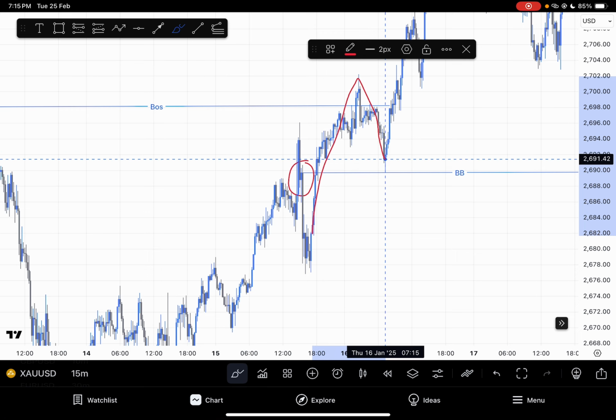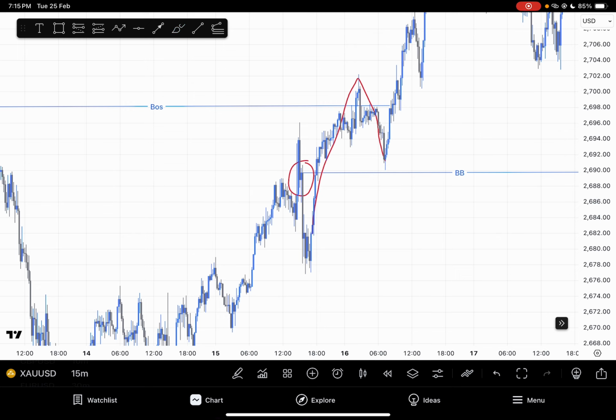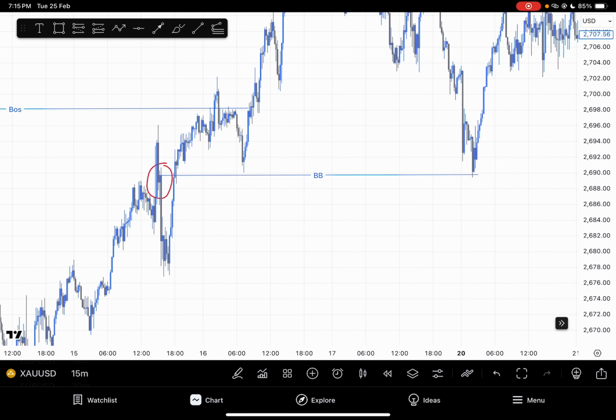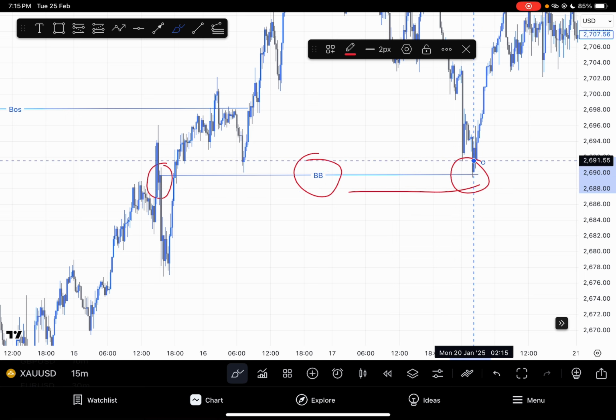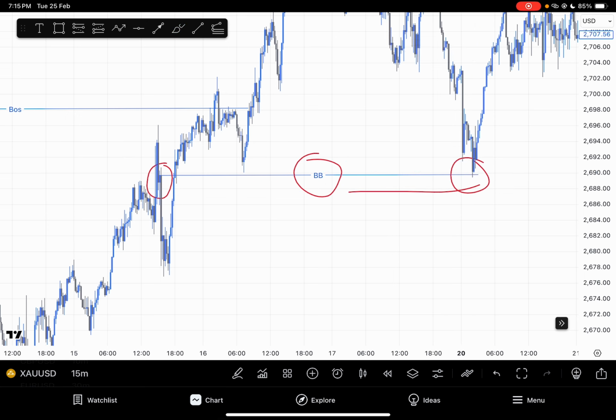Then you see this first pullback. This first pullback didn't tap on the order block yet, so that has to tell you the order block is still valid and price is gonna use it in the future. So now if you should trace this breaker block to the right side, you see price tap on it, then push to the upside, creating another break of structure to the upside.